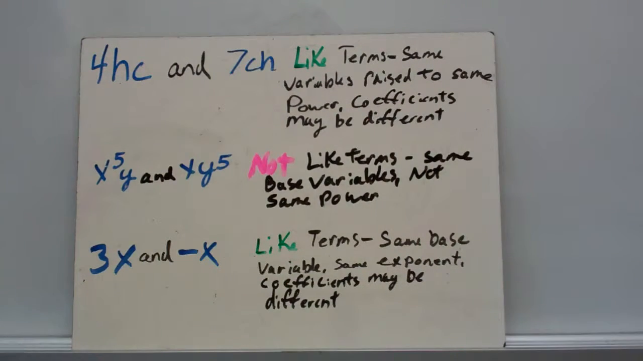And then the last one down here, we have 3x and negative x. So we have the same base variable. We have the same exponent. In this case, again, it is raised to the 1st power. This one has a coefficient of 3. And again, although we don't write the 1 there, we understand that that is 1x. So these are like terms, even though they have different positive and negative values. Here's a positive 3x. Here is a minus x. And if we were to add those together, 3x plus a negative x, we would come up with 2x.